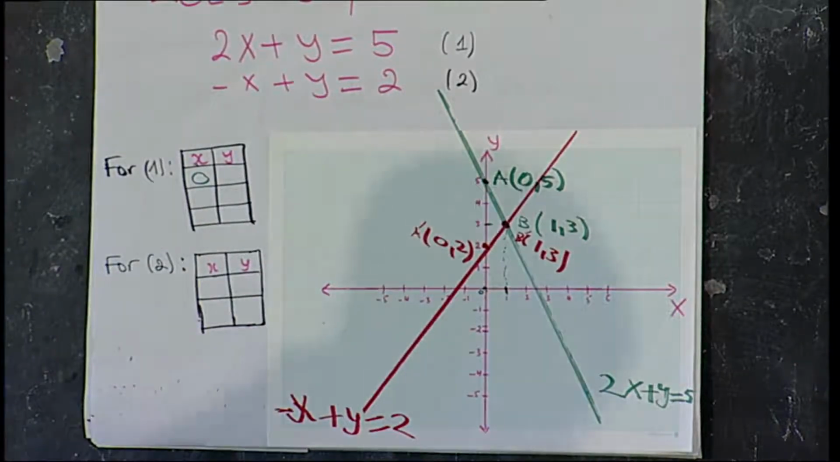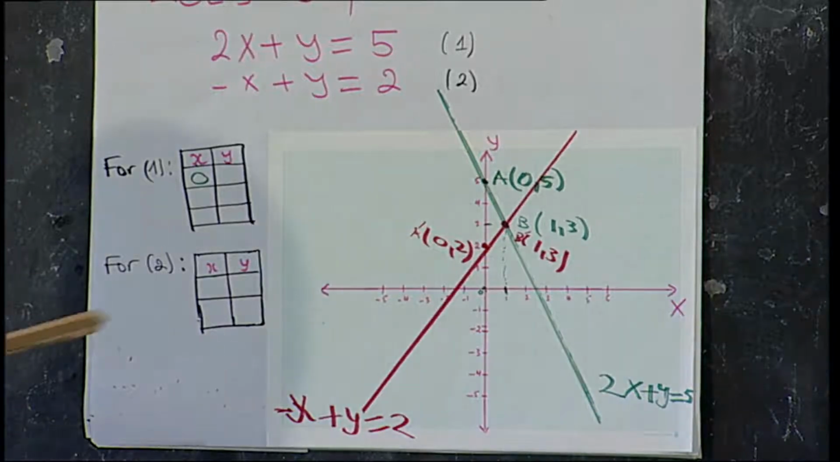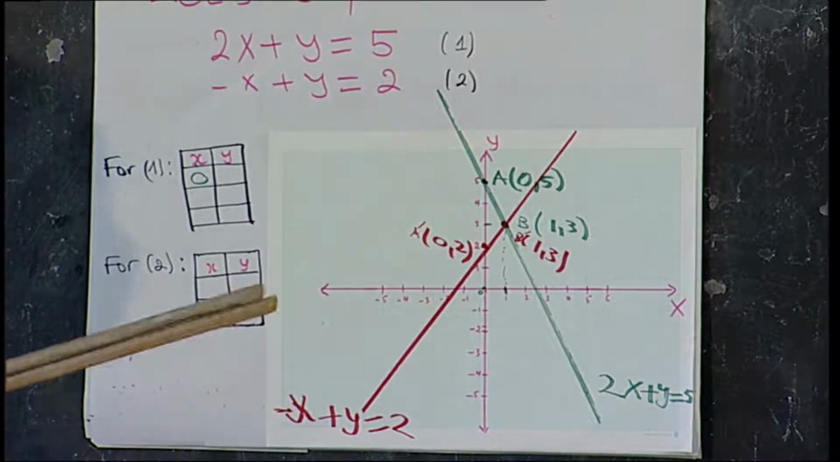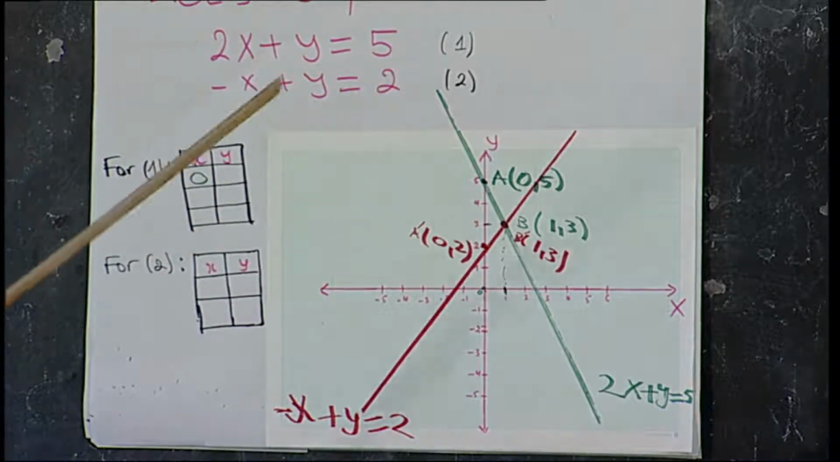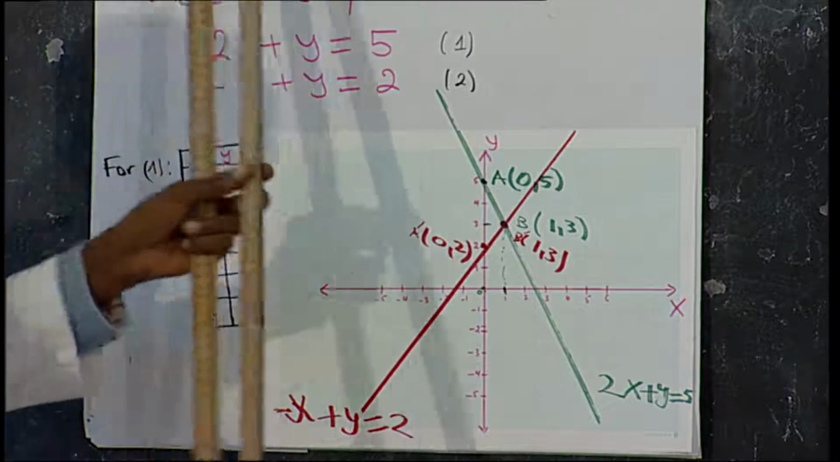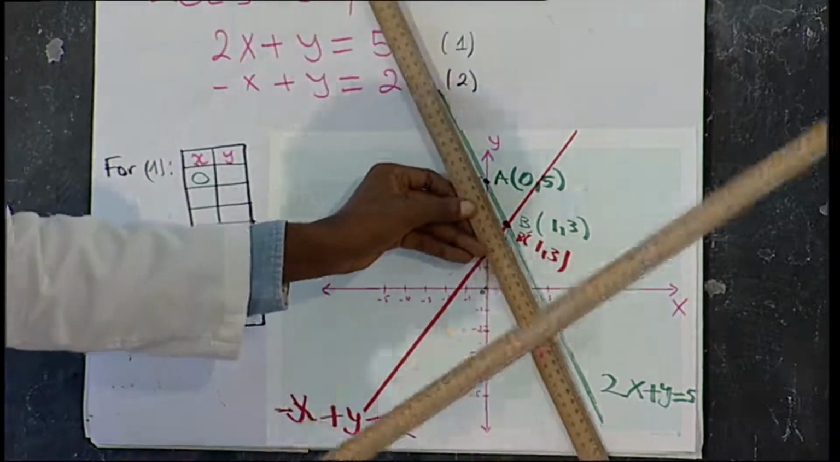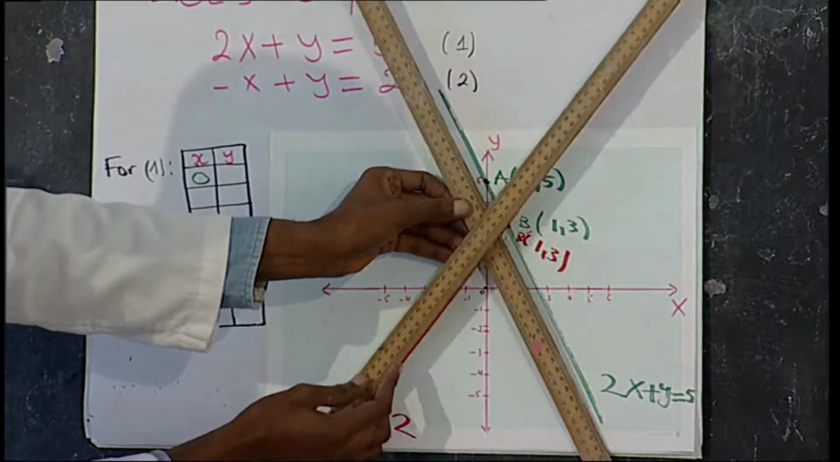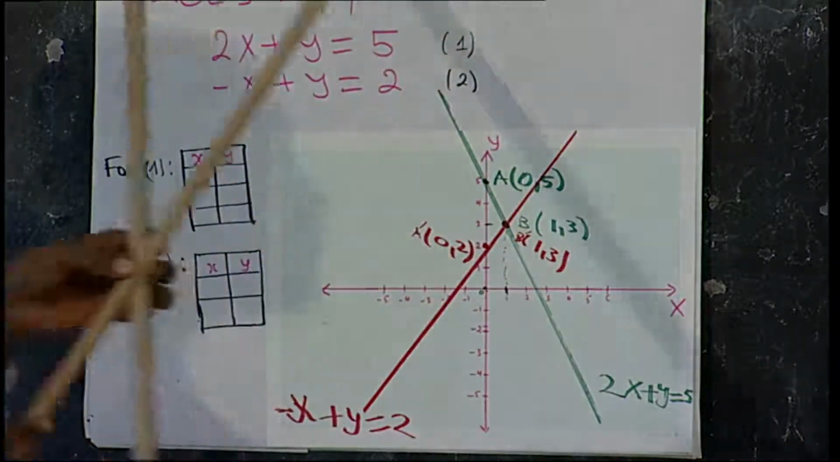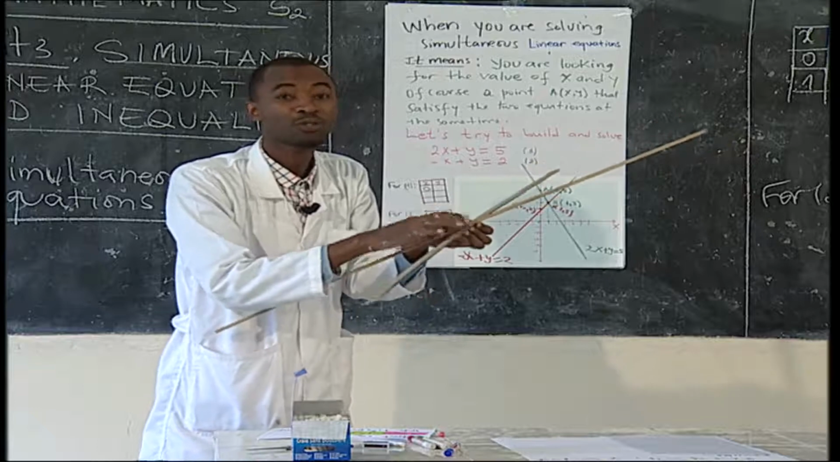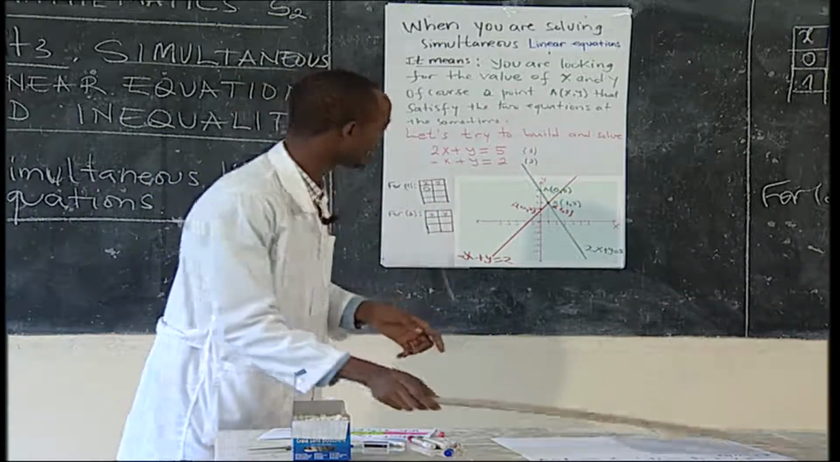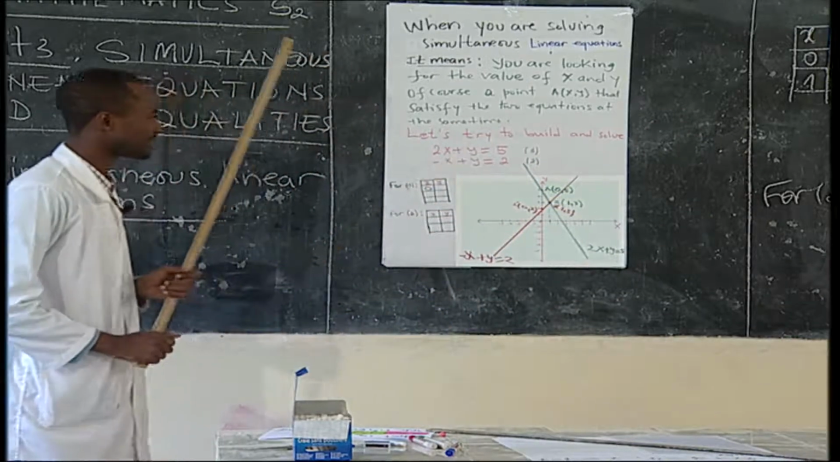Have you seen what I have been telling you? When you are solving simultaneous linear equations, you are looking for the intersection of those two lines. Let me assume that this one is the green one, and this one is the red one. Do you see? I have been looking for this point of intersection, and this point solves both equations. I guess you've understood this.